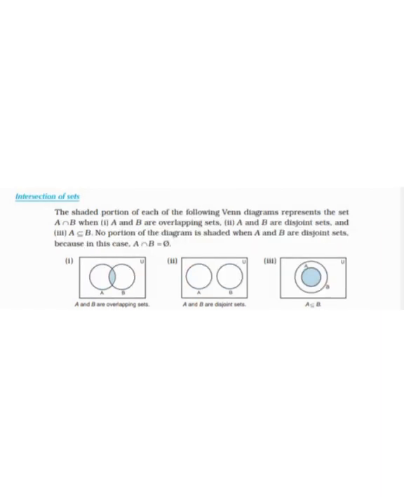The next one is the intersection of sets. The shaded portion of each of the following Venn diagrams represents the set A intersection B. First condition: A and B are overlapping sets. That means the center part, which A and B both share, will be shaded. That shaded part represents the intersection of the sets. In sums also you know that the common numbers of A and B are called the intersection. This is represented in the diagram itself: the A circle and the B circle intersect in the center part. That is called A intersection B.